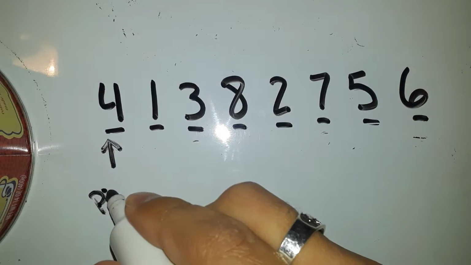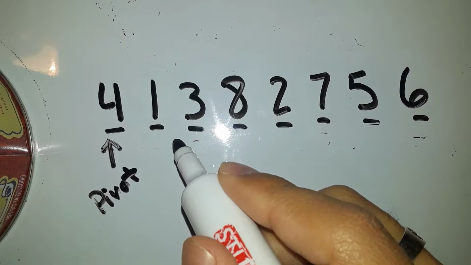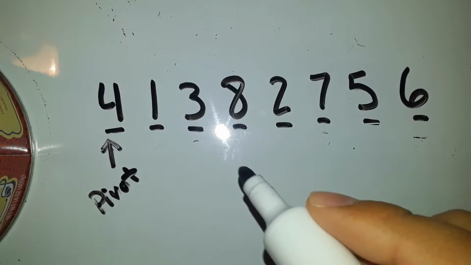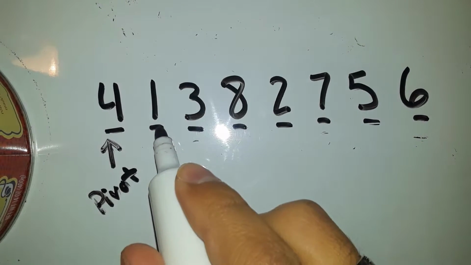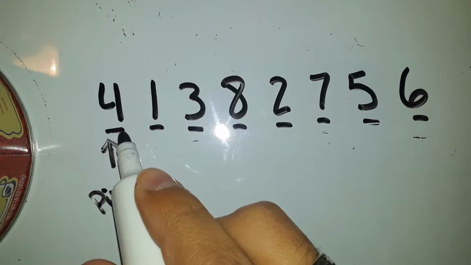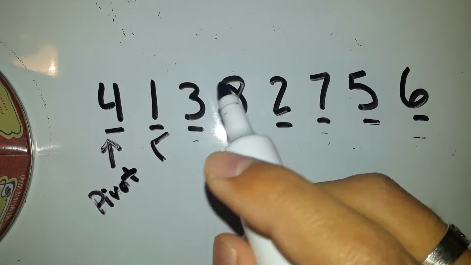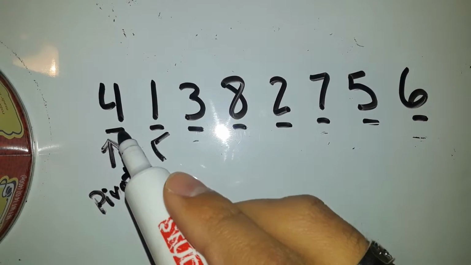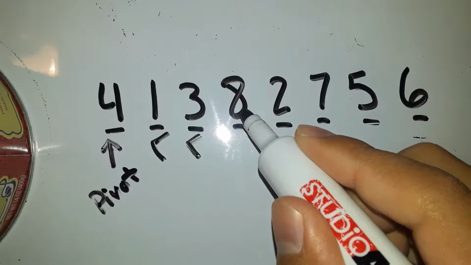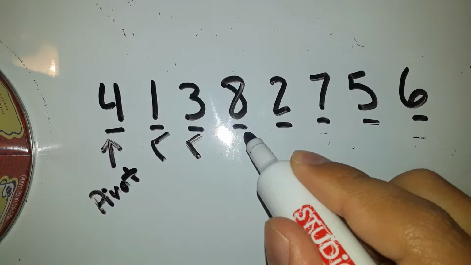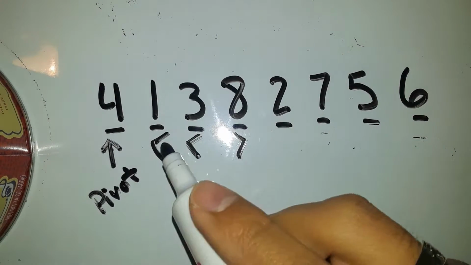Let me go ahead and write that, pivot. Okay, if it is less than, I'm going to check if there are any items between it that are greater than, and swap. It'll make sense if I do it. So is 1 less than or greater than 4? It is less than. Is 3 less than or greater than 4? It is less than. Is 8 greater than or less than 4? It is greater than. And 2 is less than or greater than 4?